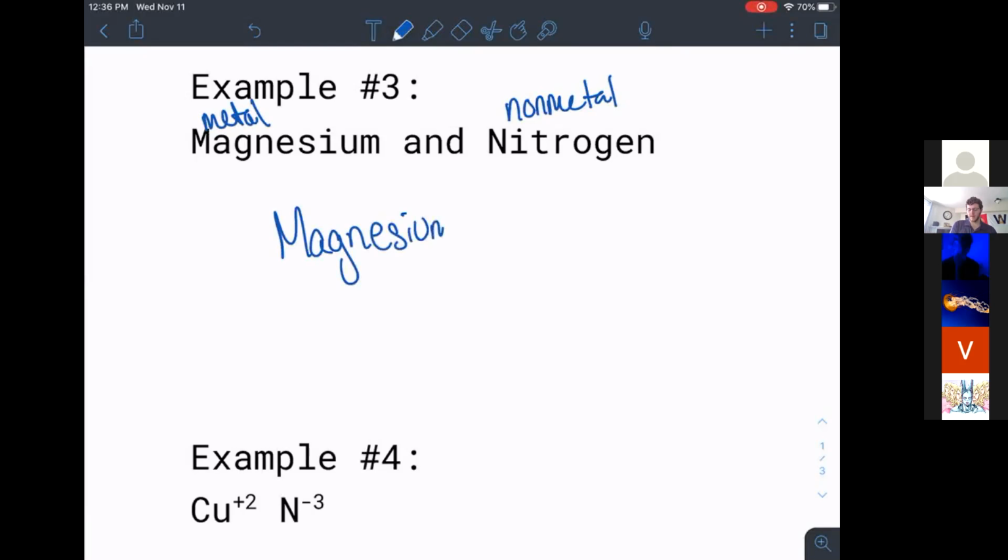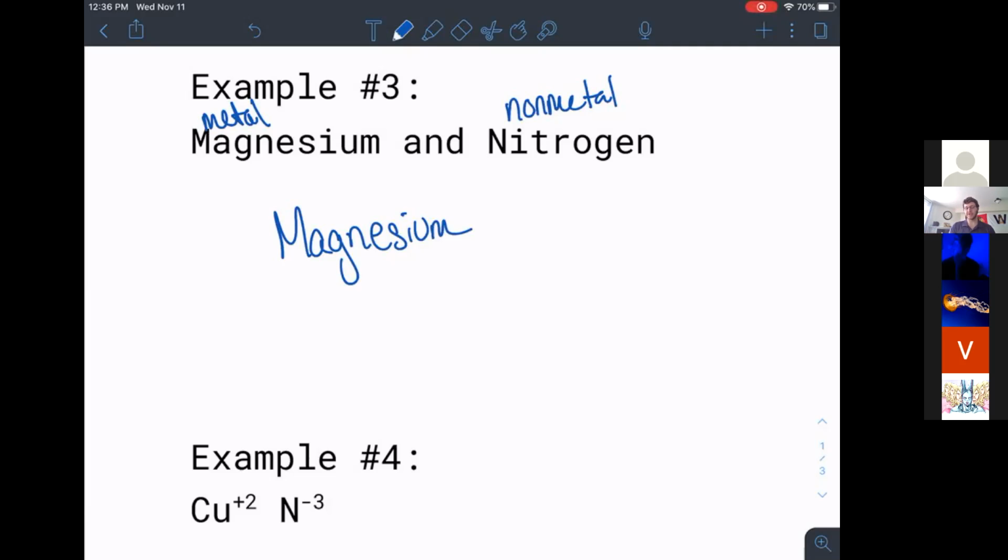Okay. Do we need Roman numerals for magnesium? Is it a transition metal? No. It's not a transition metal, so we don't need Roman numerals. Perfect.